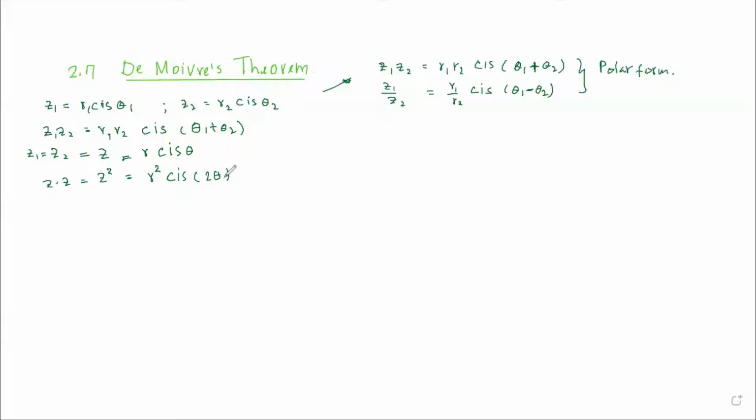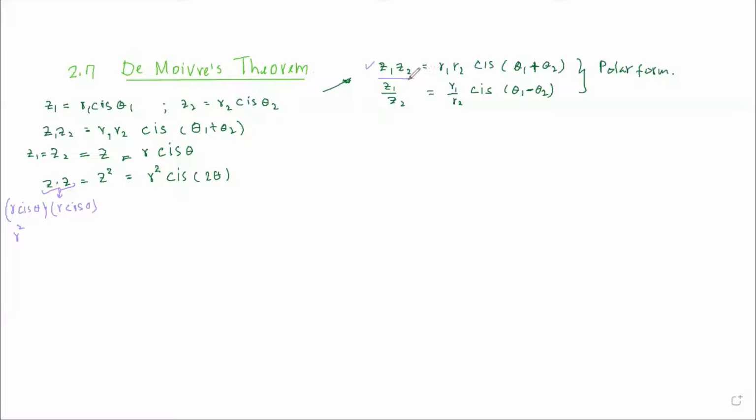So this becomes 2 theta. That means Z is R CIS theta, so we have R CIS theta times R CIS theta. We work this out: this is going to be R squared, correct? And then we have CIS. To prove this, we can use the formula for the polar form, correct?